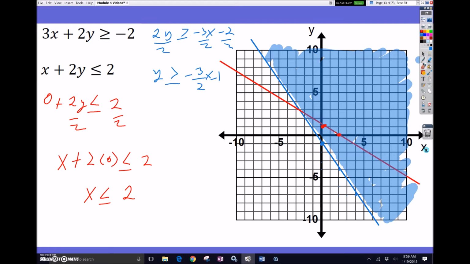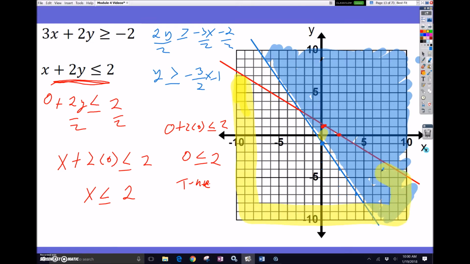And what I'm going to do is plug in 0, 0 to see if I shade up or down. If I plug in 0, 0 for x and y into x plus 2y is less than or equal to 2, I would get 0 plus 2 times 0 is less than or equal to 2. This would simplify to 0 is less than or equal to 2. That is a true statement. So I would shade everything below that line, because 0, 0 is a true point. So if I were to shade everything below that line, my graph would look something like this.